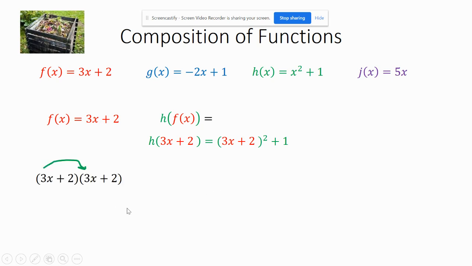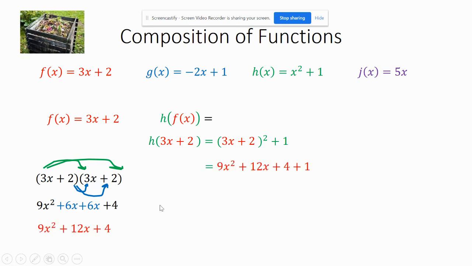So that's first terms, 3x times 3x is 9x squared. The outside term is 3x times 2, which is a 6x. The inside term is a 2 times 3x, which is a 6x, and a 2 times 2, which is a 4. I can add the two 6x's together. It makes 12x, so that one turns out to be 9x squared plus 12x plus 4. Then I still have the plus 1, which makes 5. So this would be my answer right here: 9x squared plus 12x plus 5.